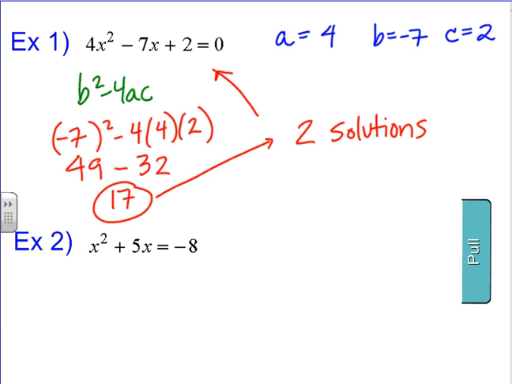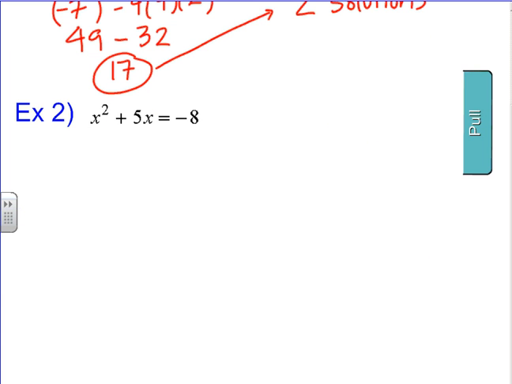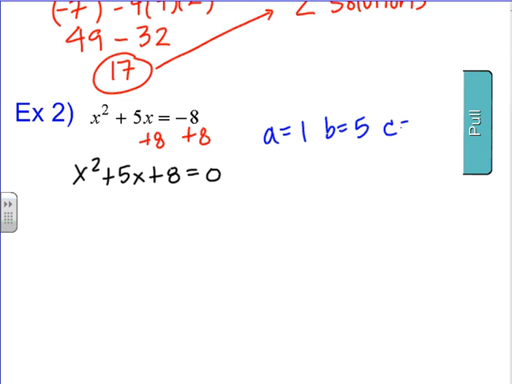Here I have x squared plus 5x equals negative 8. What we'll do here is first we need to get everything to the same side. So let's add 8 to both sides. And that will give us x squared plus 5x plus 8 equals 0. Now based on this, again, we're going to get our a and our b and our c. So a is 1, b is 5, and c equals 8.